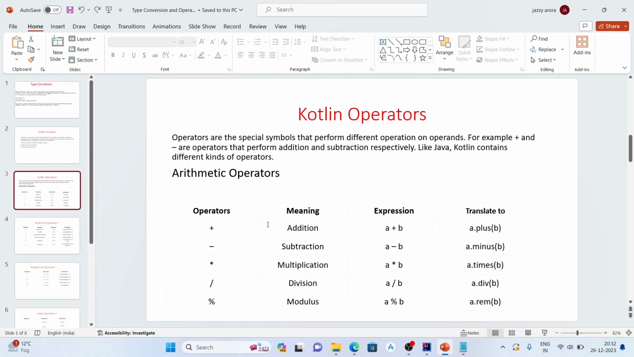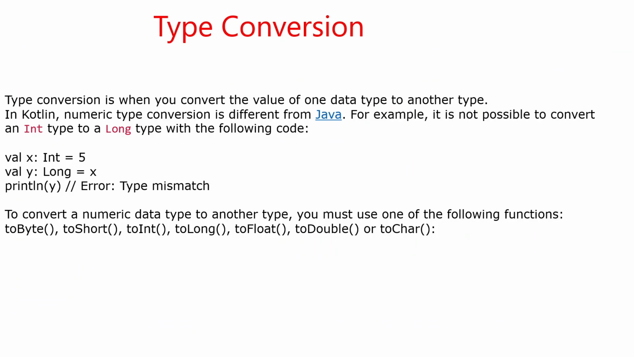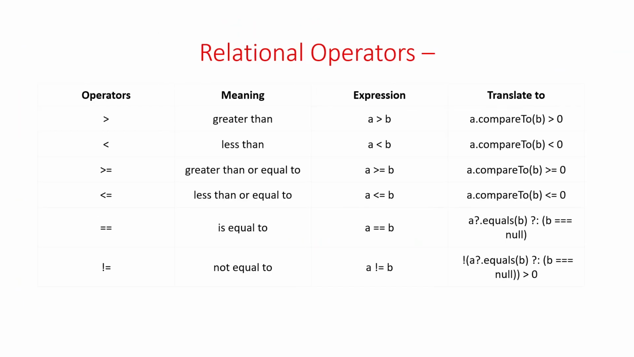As we have covered all these arithmetic operators, now move on to relational operators. First we have the greater than expression. a is greater than b translates to a dot compareTo b. We can also write it like this. The next one is the less than operator. a is less than b translates to a dot compareTo b.